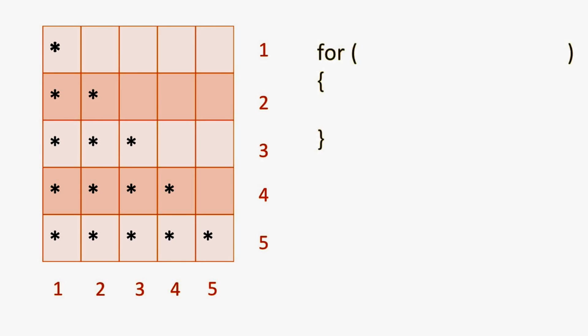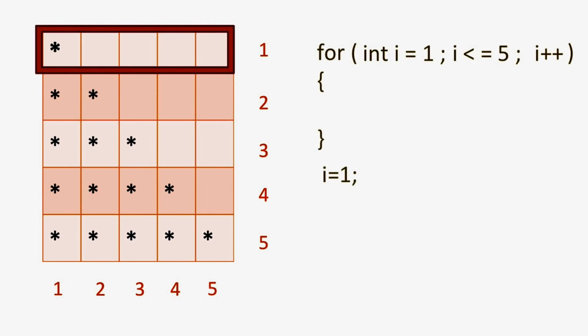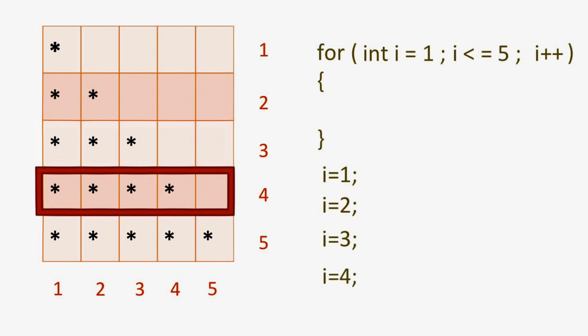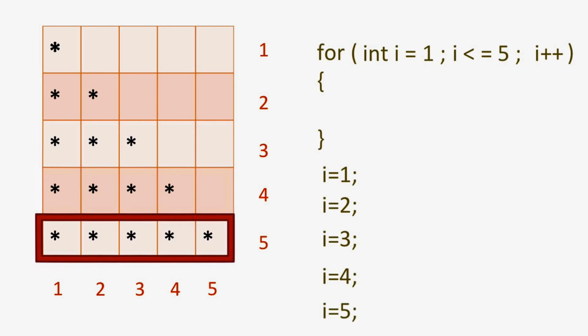The loop is going to start from 1, as the row number is 1. How far is it going to go? That depends on the number of rows, and here we have 5 rows, so we'll go up to 5, and each time we are going to increment the row by 1. So when i equals 1, the first row is selected, the next time the second row, the third row, the fourth row, and similarly the fifth row.